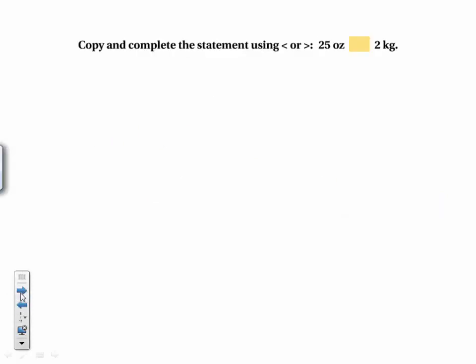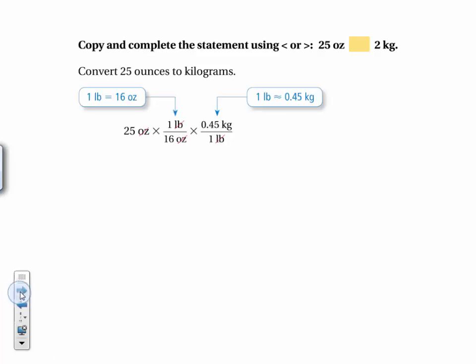All right, let's move on. So the next example we're going to go over is copy and complete this statement using less than or greater than. We have 25 ounces and 2 kilograms. We can't compare them because they're in different units. So we need to convert one of them. Either convert from ounces to kilograms or kilograms to ounces. So we're going to convert from 25 ounces to kilograms because that's just what I chose.